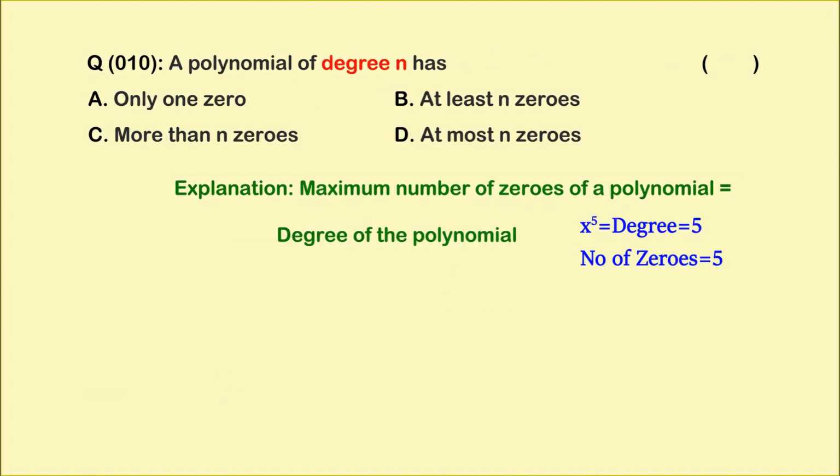Question number 10. A polynomial of degree n has the options: only 1 zero, at least n zeros, more than n zeros, at most n zeros. As you know, x to the power of 5 means it has degree 5. So the number of zeros is also 5. So we can say a polynomial of degree n has at most n zeros. So the right answer is D.